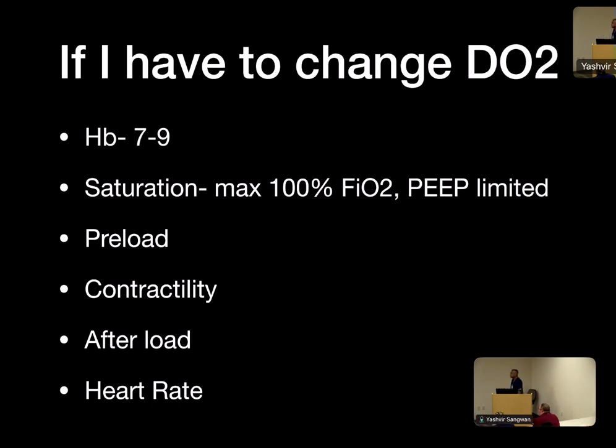If I have to change the DO2 according to the formula, I can change the hemoglobin, limited to 7 to 9. Saturation can't go above 100. PEEP is limited. After some time, it starts decreasing my cardiac output. And therefore, the only thing without real limitations is cardiac output; I can always increase it to get more DO2. And the cardiac output is stroke volume times heart rate. And the stroke volume depends on preload, contractility, and afterload. So today, we are talking about preload.